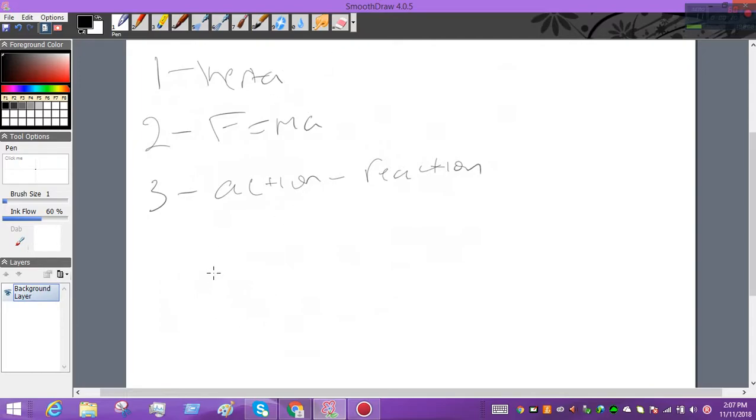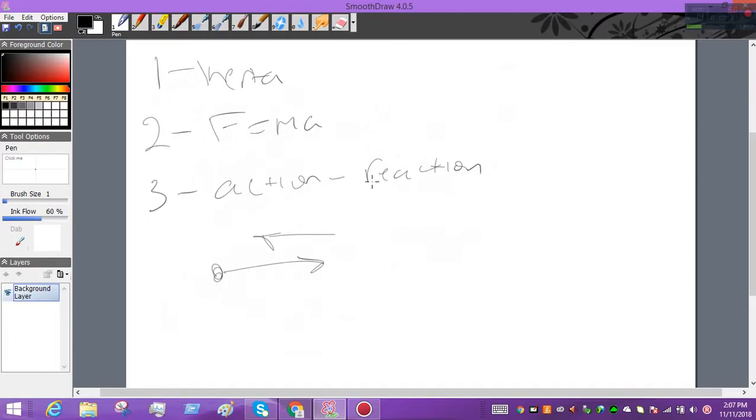It essentially says if you have an object that's not moving, it's not going to start moving unless you apply an external force to it. Or if you have an object that is moving, it's not going to stop moving unless you apply a force in another direction, or it's not going to change directions unless you apply an external force.